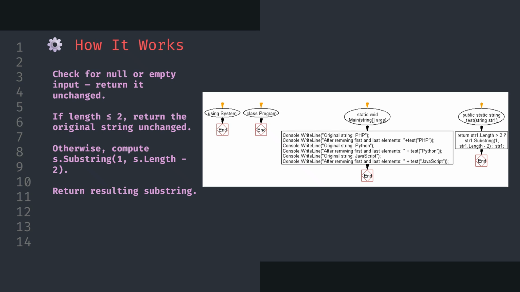The routine is intentionally tiny and clear. We validate the input first, so the rest of the function can assume a non-null string. The length guard ensures we do not attempt an invalid substring. This pattern, validate early, then do the simple transformation, keeps the code safe and easy to reason about.